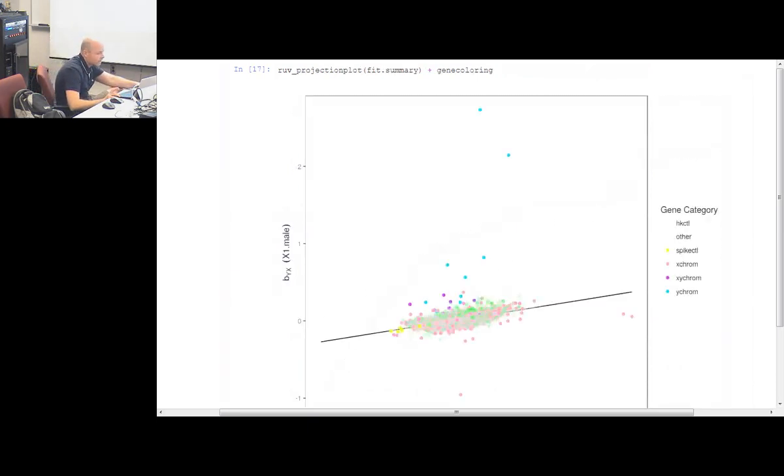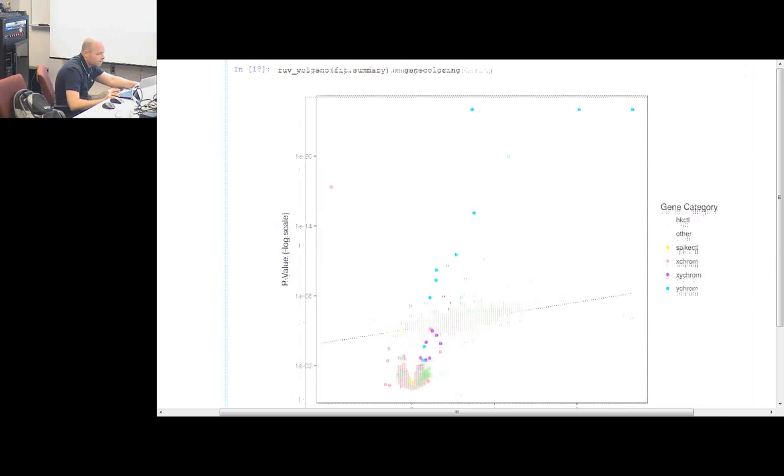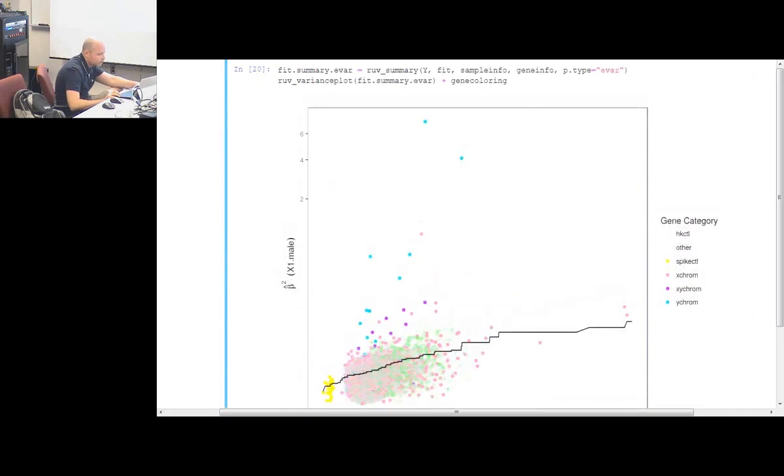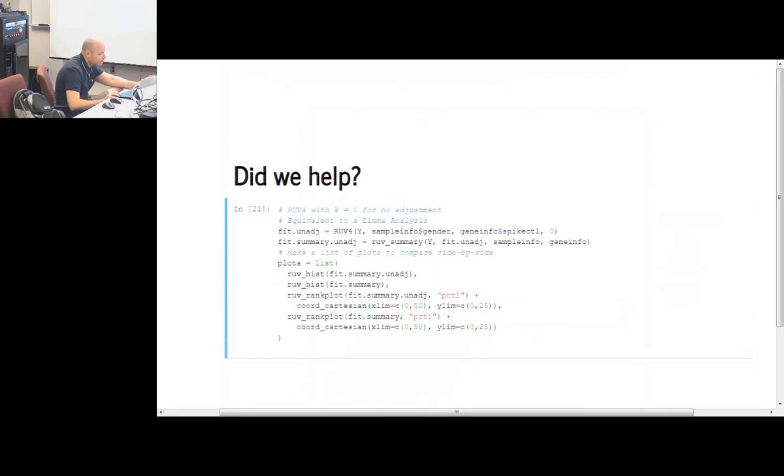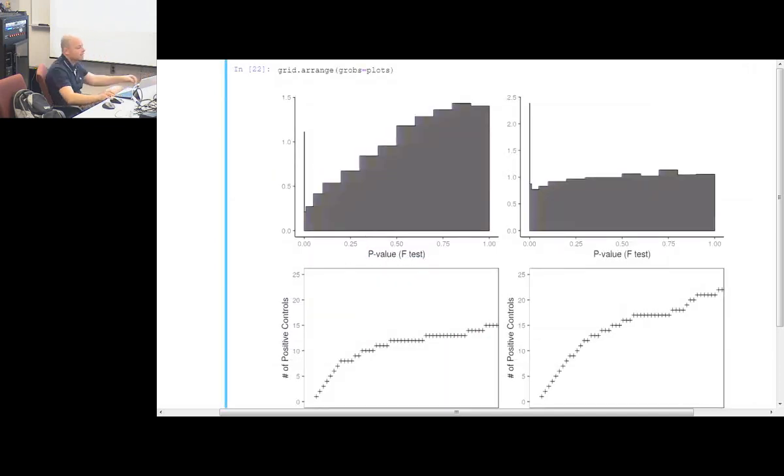Okay, I'm going to skip over these other plots. This is just to highlight, again, have we helped? This is what an unadjusted limma analysis would have looked like. The p-value histogram is messed up. We don't find as many positive controls.